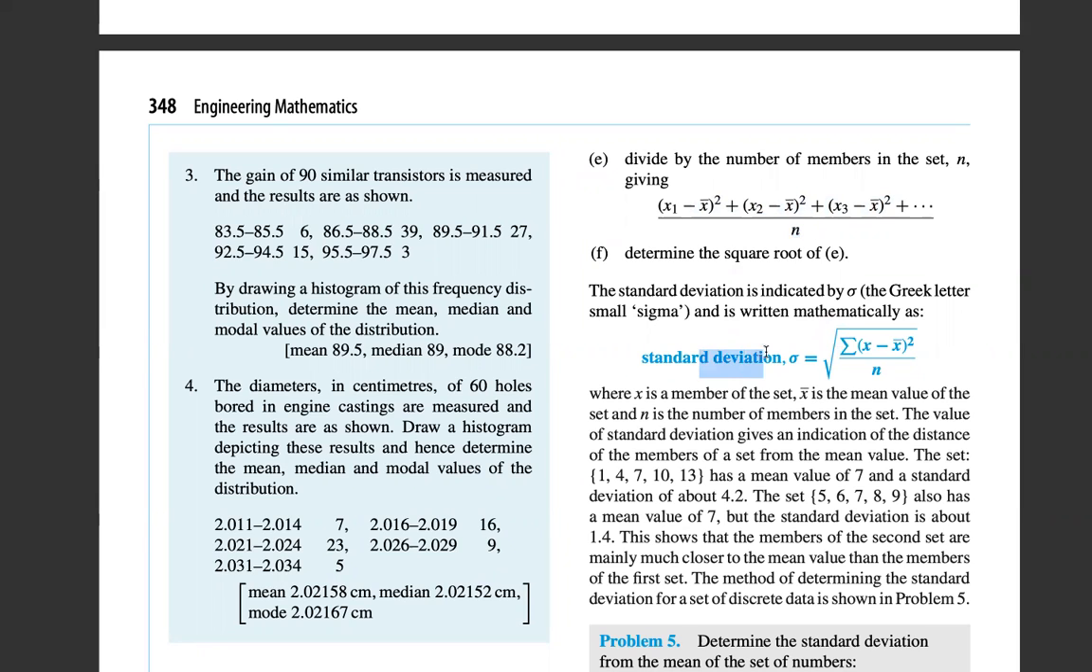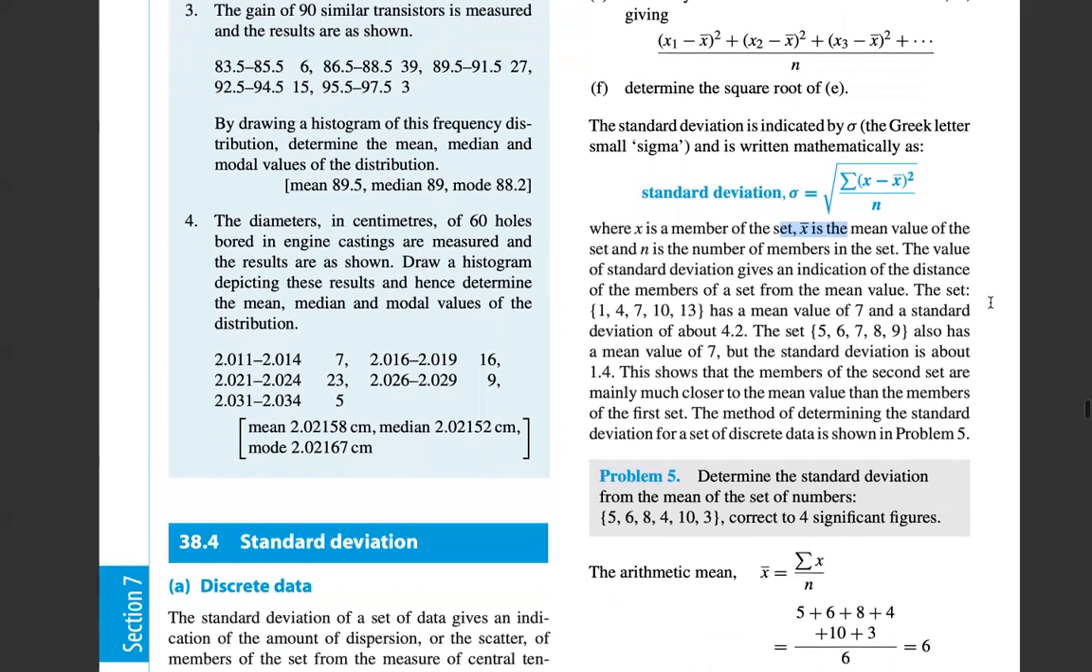So that's standard deviation here. There's this formula here. This is the summation of all the squares of the deviations over n, and then you square root the final thing. x bar, of course, is the mean, which I have to calculate from the get-go, right? So the value of standard deviation gives an indication of how far each member is from the mean.